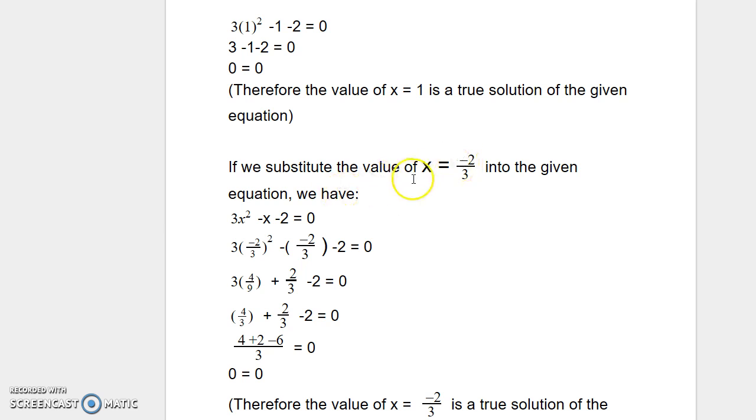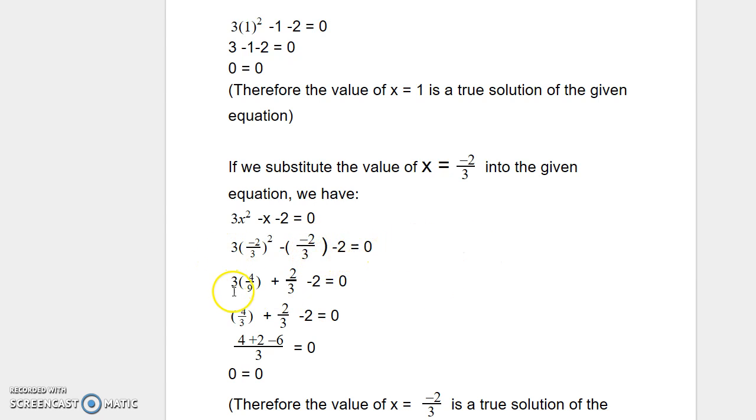The second solution we have is x equals -2/3, and the equation we have is 3x squared minus x minus 2 is equal to 0. So wherever we see x, we're going to substitute -2/3. 3 times (-2/3) the whole thing raised to the power of 2, minus (-2/3), minus 2 is equal to 0. So the value of x, we have substituted here.